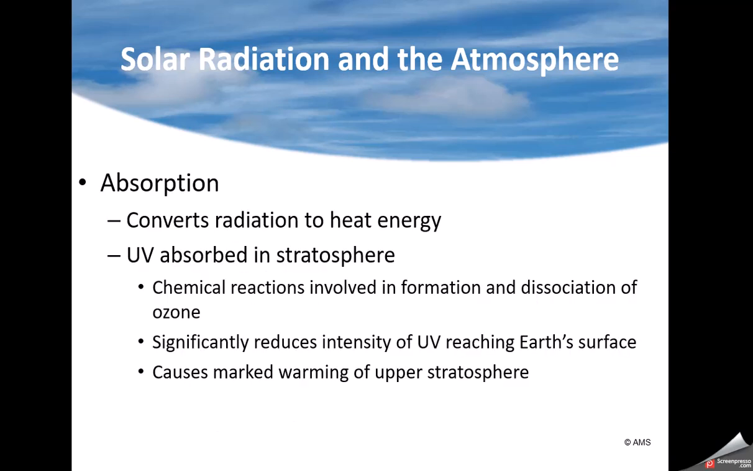And then we have some that is absorbed. There are things like ultraviolet radiation that gets absorbed by chemical reactions. The ozone does that. It protects us. If we had no ozone layer, we would have a lot more cancers and many, many of us would be dead because of it. So this causes a marked warming in the upper part of the stratosphere.